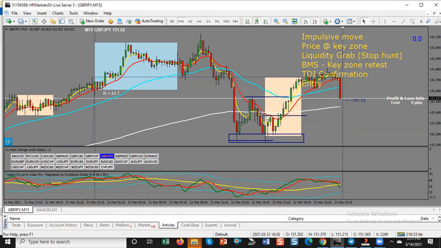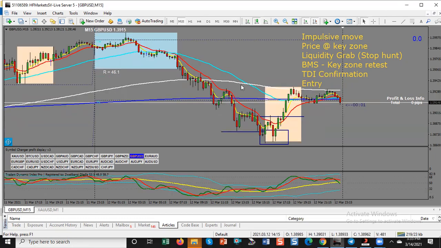But please ensure your take profit target is 20 pips and above. You understand? So let's look at another pair, GBP USD, of a similar entry type. Look at this. We see price drop, see an impulsive move, and price came here, broke out liquidity, took out liquidity.